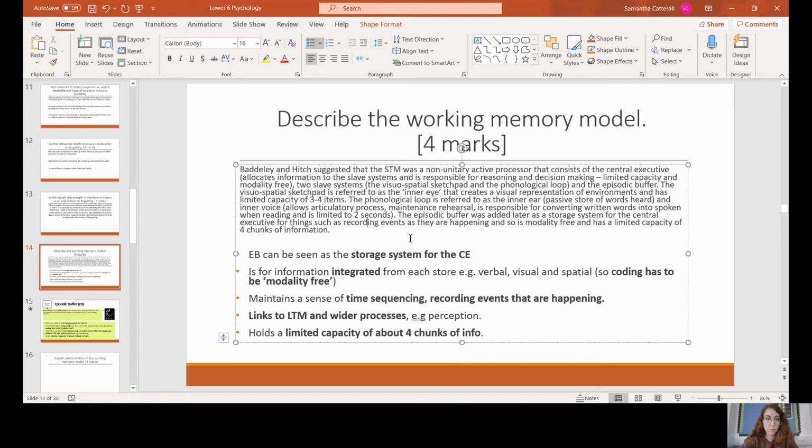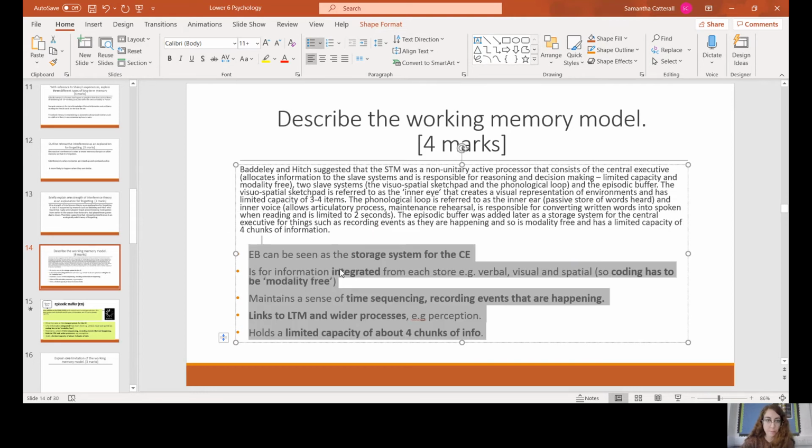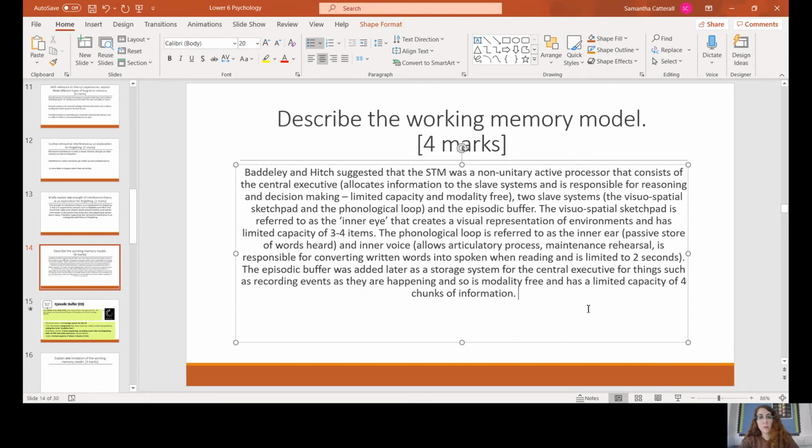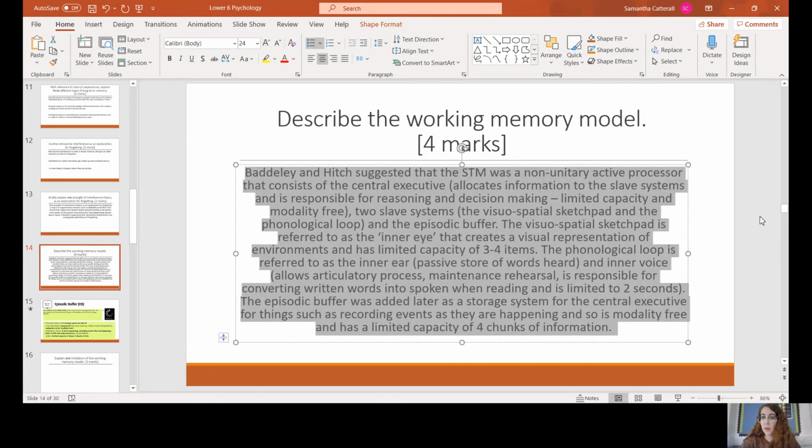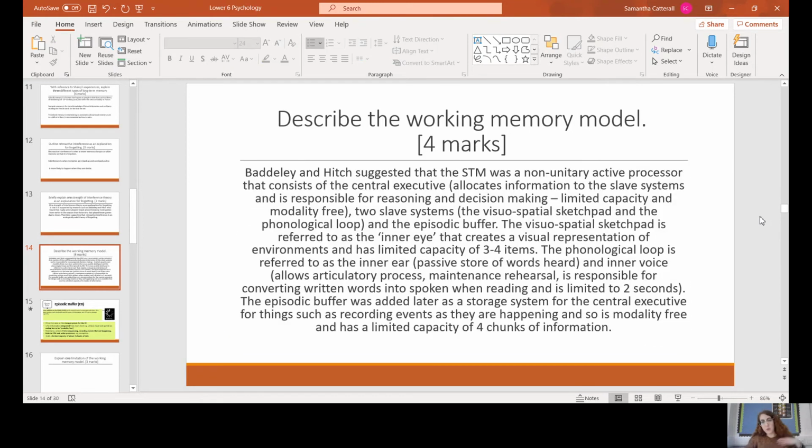I think that's it then. So there we go, I'll read it out in full for you. So Baddeley and Hitch suggested that the short-term memory was a non-unitary active process that consists of the central executive, which allocates information to the slave systems and is responsible for reasoning and decision-making, has a limited capacity and is modality-free, two slave systems, the visual spatial sketchpad and the phonological loop, and the episodic buffer.